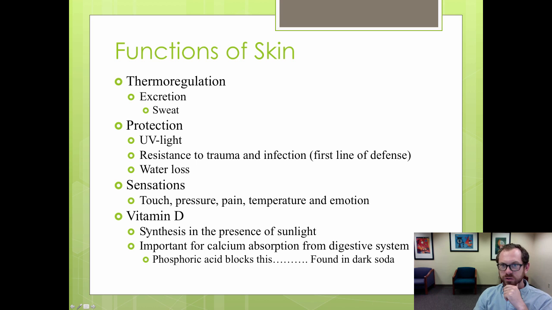For those of you that drink dark sodas like Coke or Pepsi, there's an acid called phosphoric acid that's found within this soda, and this actually will block calcium absorption. So if you eat all the calcium and you've got all the vitamin D in your system, if you drink dark soda, that's effectively going to prohibit any calcium absorption.